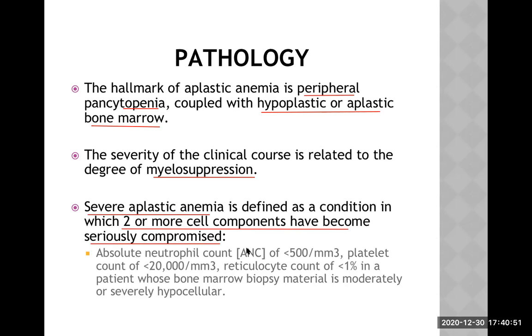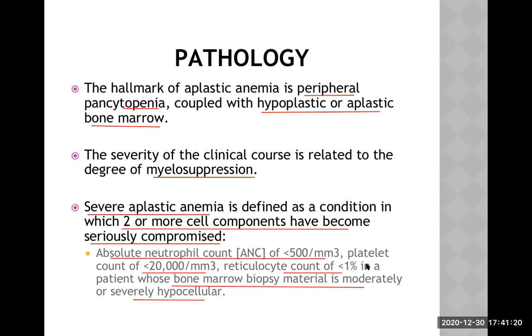Now, what are those components? Absolute neutrophil count, or ANC, is less than 500, platelet count less than 20,000, and reticulocyte count less than 1% in a patient whose bone marrow biopsy material is moderately or severely hypocellular. Now, this is known as severe aplastic anemia. So both components are there. Pancytopenia in the peripheral smear, as well as bone marrow biopsy shows hypocellular bone marrow.